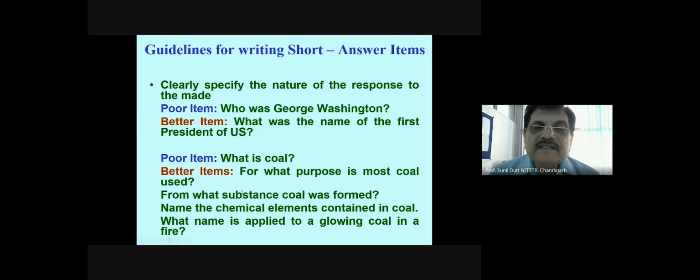What is coal? Better items: for what purpose is most coal used? From what substance was coal formed? Name the chemical elements contained. So these are very much specific. If I asked you what is force, you may get the definition, or you may get the meaning with the SI unit. So you have to specify: define force and state its SI unit, isn't it?